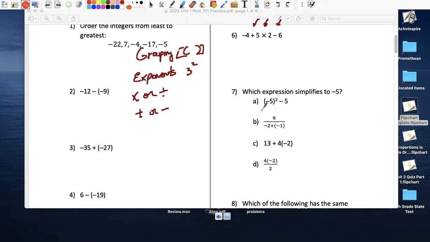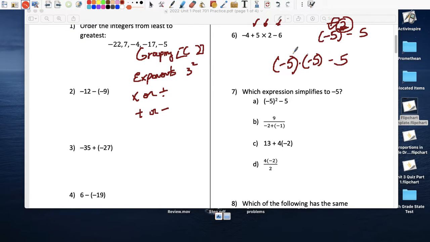(7a), it's negative 5 to the second power minus 5. So think about what this is. It's negative 5 in parentheses, so that is an exponent. It's telling everybody in the parentheses to multiply by itself 2 times. So that actually means negative 5 times negative 5, 2 times. Why? Because that's what that exponent is for.